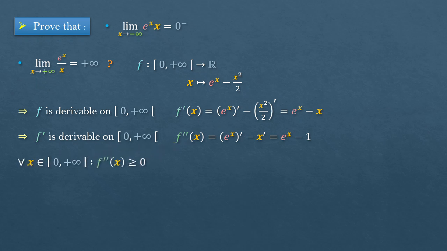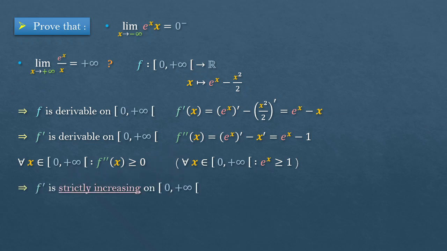Now we can fairly say that the second derivative f second of x is greater than 0 for every value of the variable x within the semi-closed interval 0 to positive infinity, as we know that the exponential of x is greater than 1 for every value of x within that interval. And this means that the first derivative of our function f, which is noted as f prime, is strictly increasing along the semi-closed interval 0 to positive infinity.